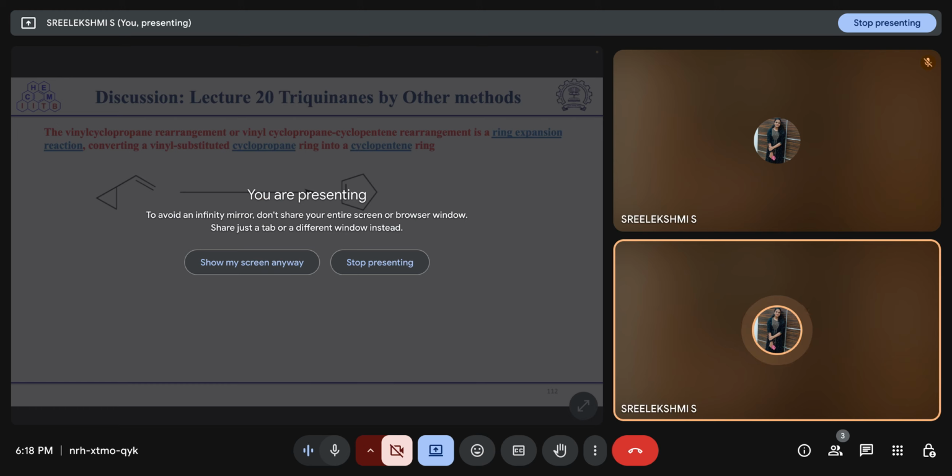Then we have seen the vinyl cyclopropane rearrangement, which is a ring expansion reaction converting a vinyl substituted cyclopropane ring into a cyclopentene ring. So here, how it is happening: first the cyclopropane ring will cleave and that radical will form, then that can combine with this radical to give this alkene. That is known as vinyl cyclopropane rearrangement.